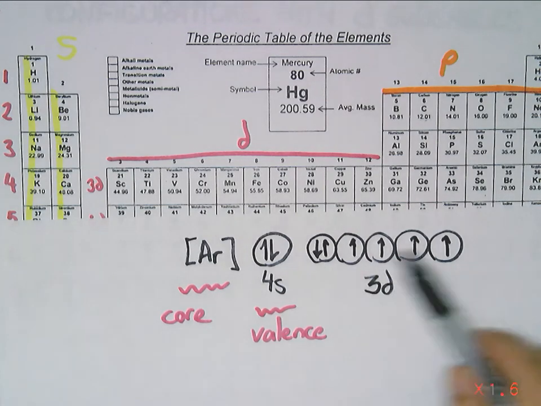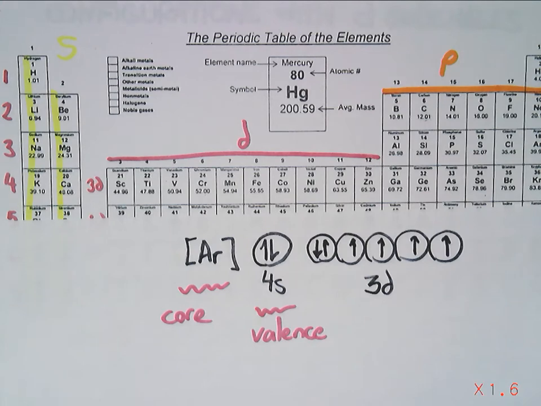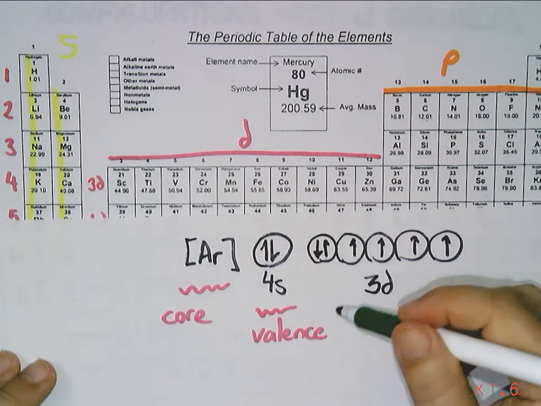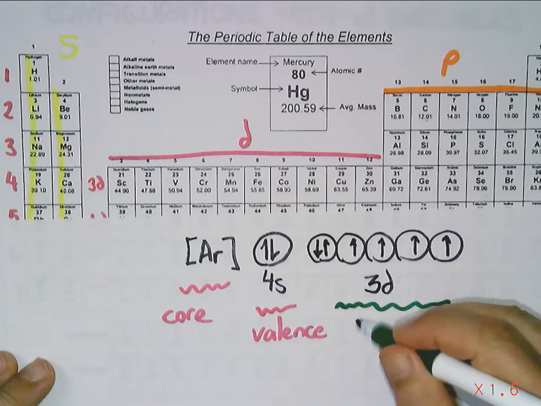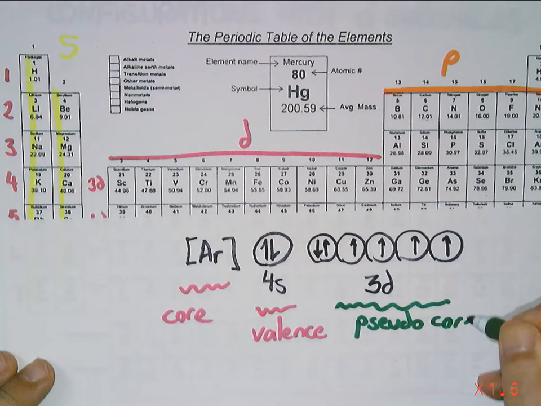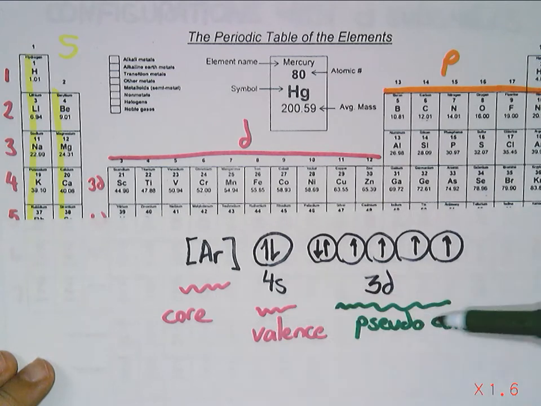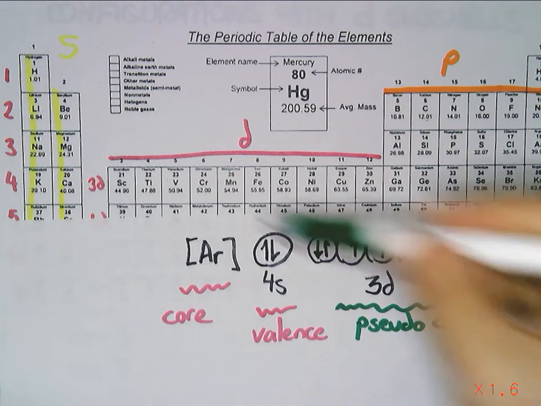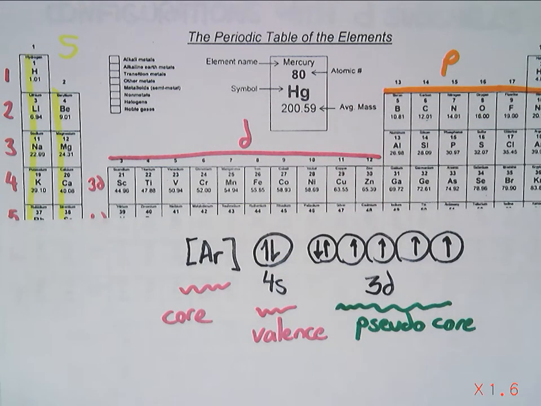But what's all this now? Well, when you're filling up Ds, and we'll see later Fs, you get something that's in between the core and the valence. And they call this the pseudocore. So it's outside the core, but it's not in the valence shell. It's a layer in between. And that makes the behavior of elements in the D block a little more complicated than elements that only have S and P electrons.